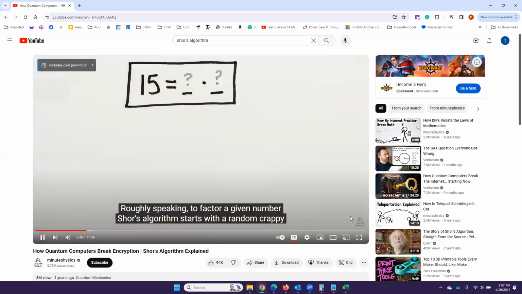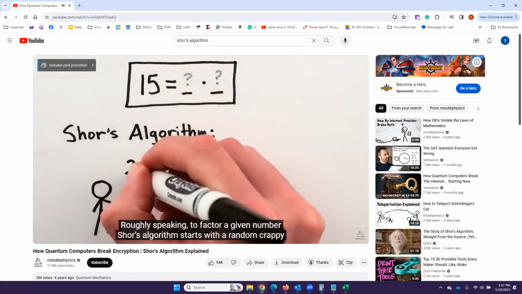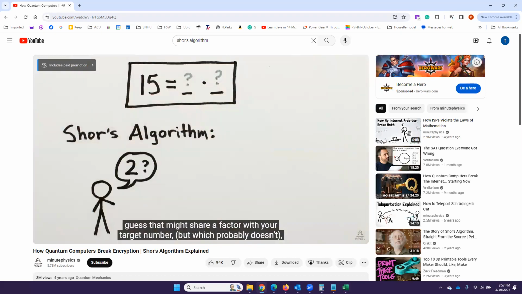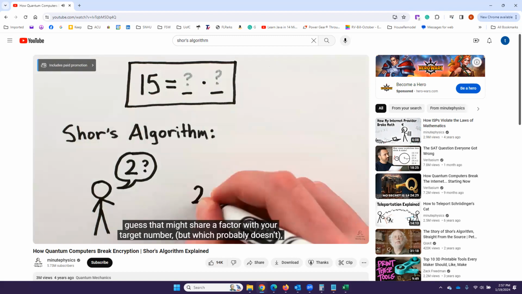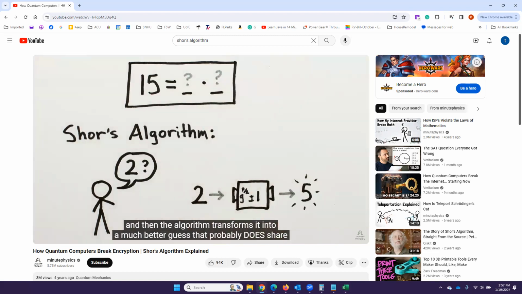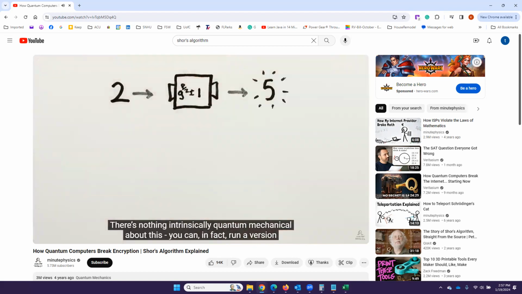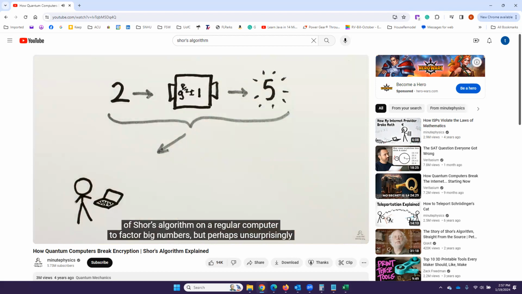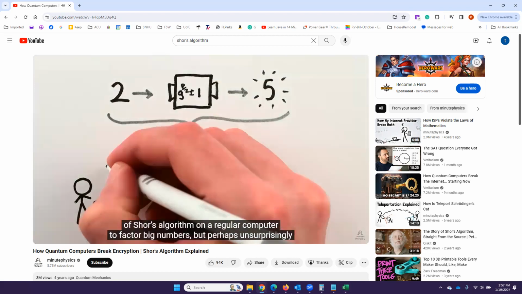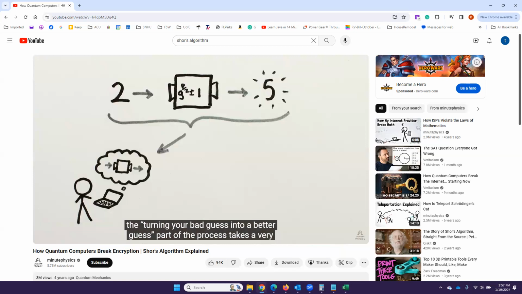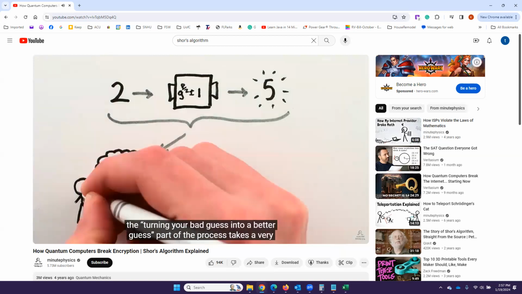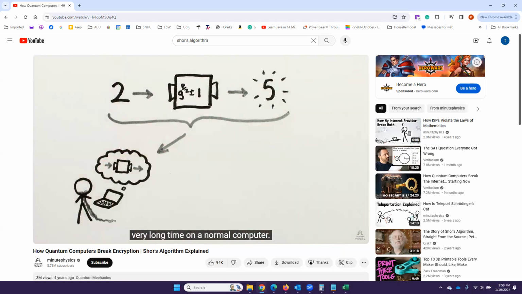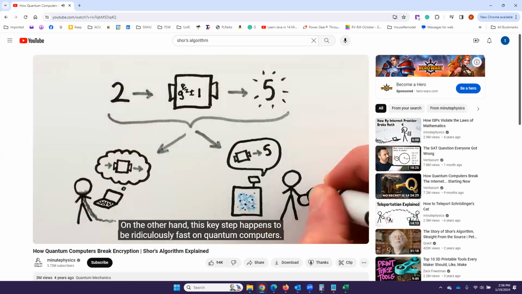Roughly speaking, to factor a given number, Shor's algorithm starts with a crappy guess that might share a factor with your target number, but which probably doesn't. And then the algorithm transforms it into a much better guess that probably does share a factor. There's nothing intrinsically quantum mechanical about this. You can, in fact, run a version of Shor's algorithm on a regular computer to factor big numbers. But perhaps unsurprisingly, the turning your bad guess into a better guess part of the process takes a very long time on a normal computer. On the other hand, this key step happens to be ridiculously fast on quantum computers.